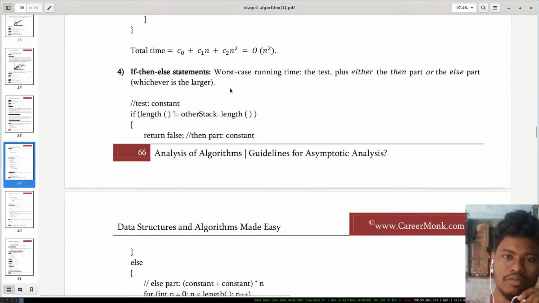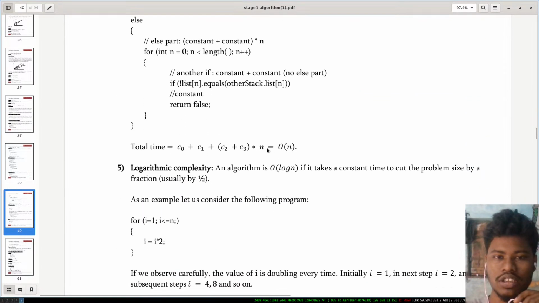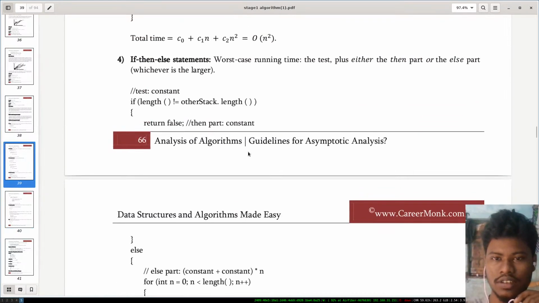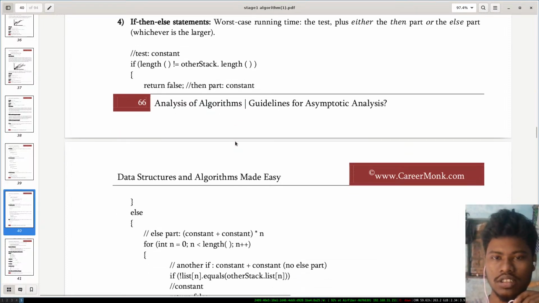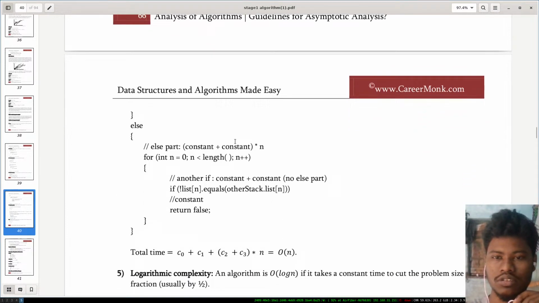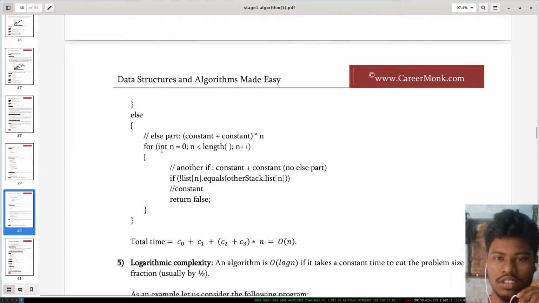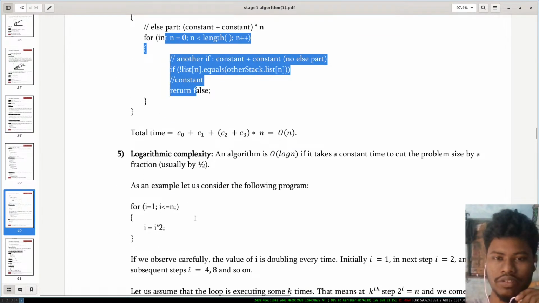If-else statement: worst case running time is the test plus either the if part or the else part, whichever is larger. So we are checking that this is false, and the part is constant, else the best. Here we have a for loop.